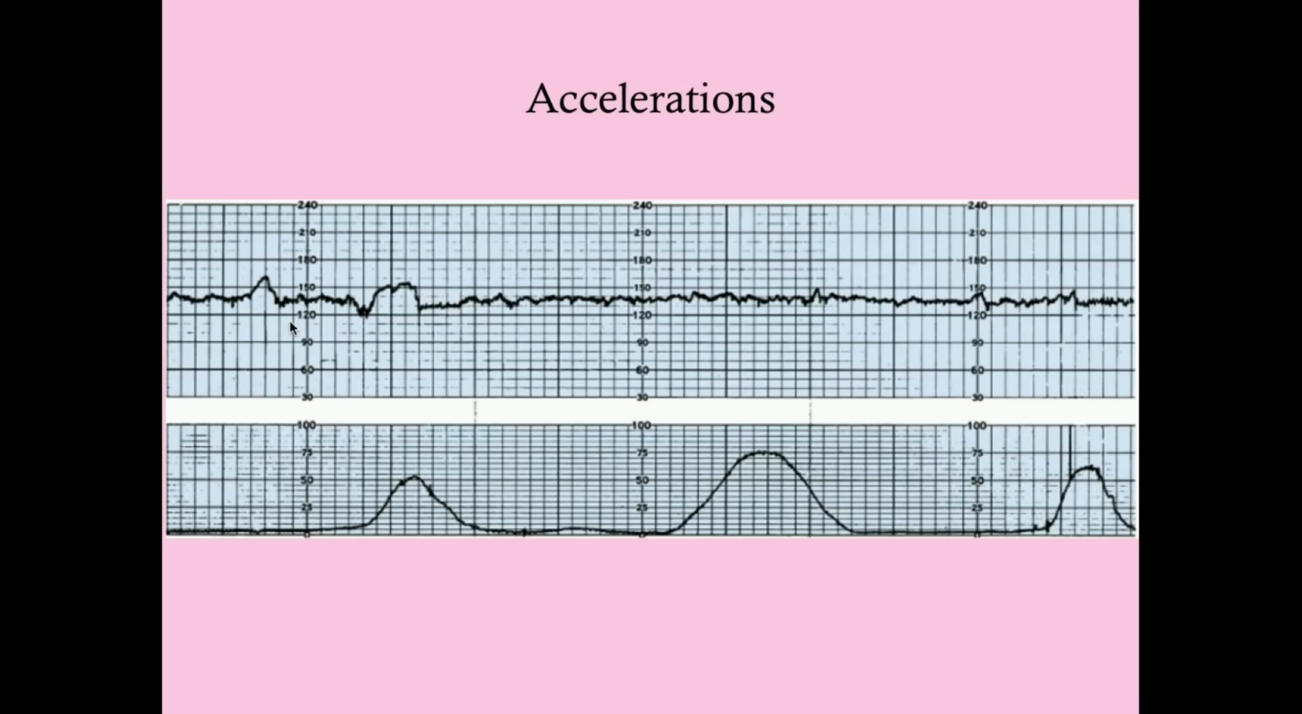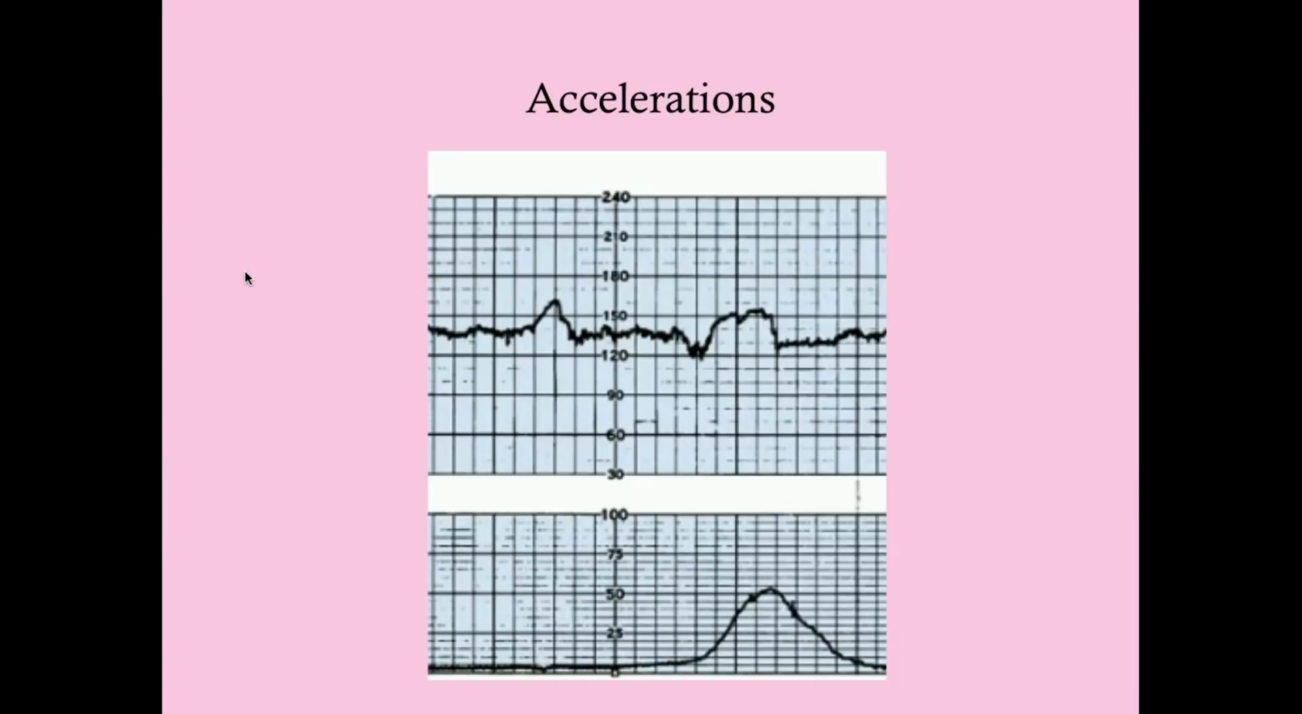Now, these accelerations may coincide with contractions, or they may be independent of contractions. If they coincide with contractions, we call that a periodic acceleration. If they are outside of the contractions, we call that an episodic acceleration. It doesn't really make much of a difference. We like to see accelerations. They're a good thing. Okay, so looking even closer here, you see these 2 accelerations. You see a periodic one here and an episodic one here.